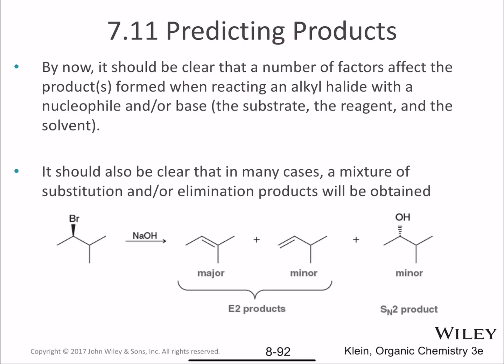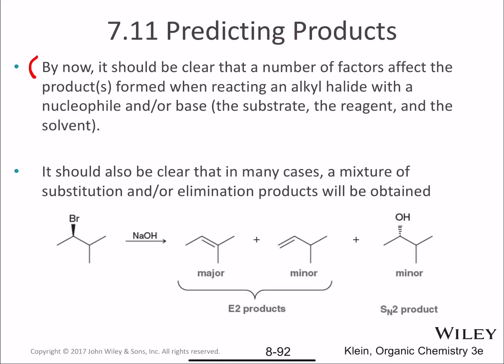7.11 deals with predicting the products of a reaction and determining whether substitution or elimination will predominate. By now it should be clear that a number of factors affect the products formed when reacting an alkyl halide with a nucleophile and a base, or a base. The substrate, the reagent, the solvent, all of these things have to be taken into account when we're deciding which products will be formed. It also should be clear that in many cases a mixture of substitution and/or elimination products will be obtained.